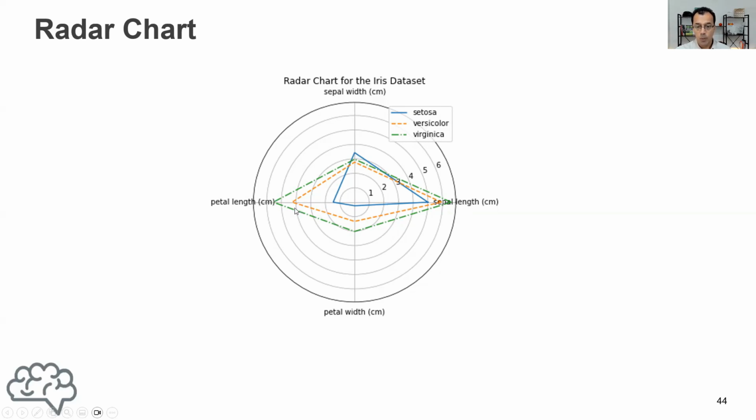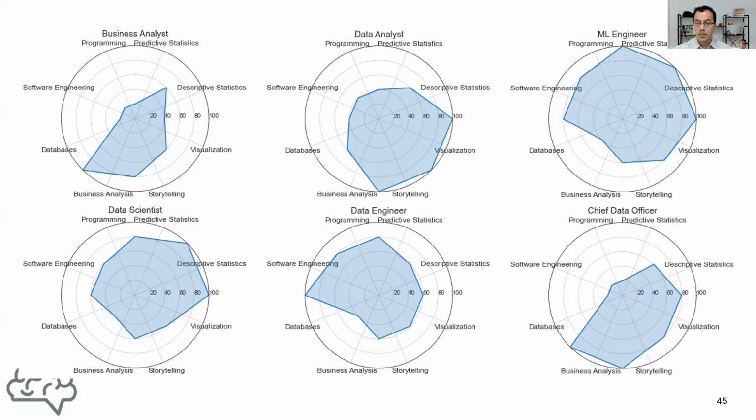As we can see, the iris setosa is quite different from the other two classes. We saw that in the scatter plot, for example, right? We saw how similar these two species are and how different they are from the iris setosa. So this is also observed here in this graph. Let's have a look at another example of how to use the radar chart.